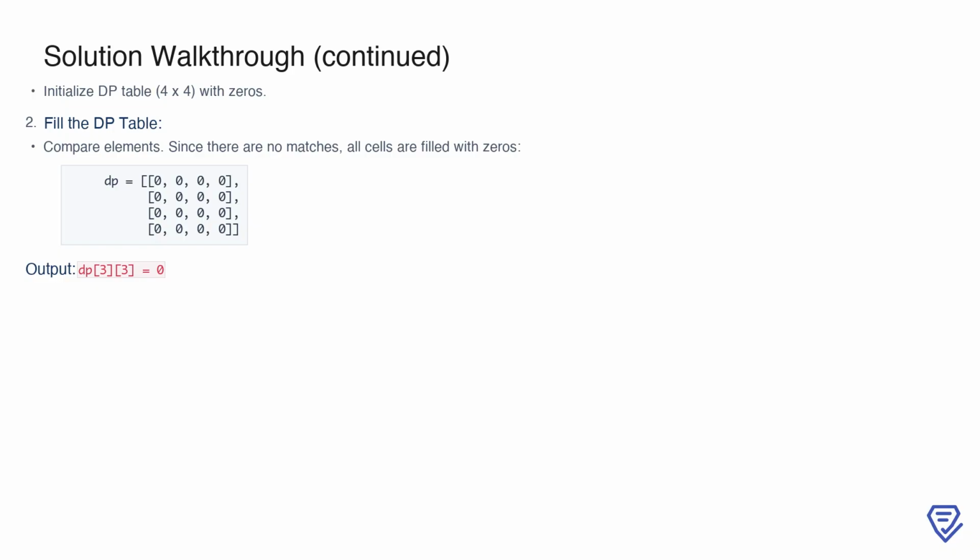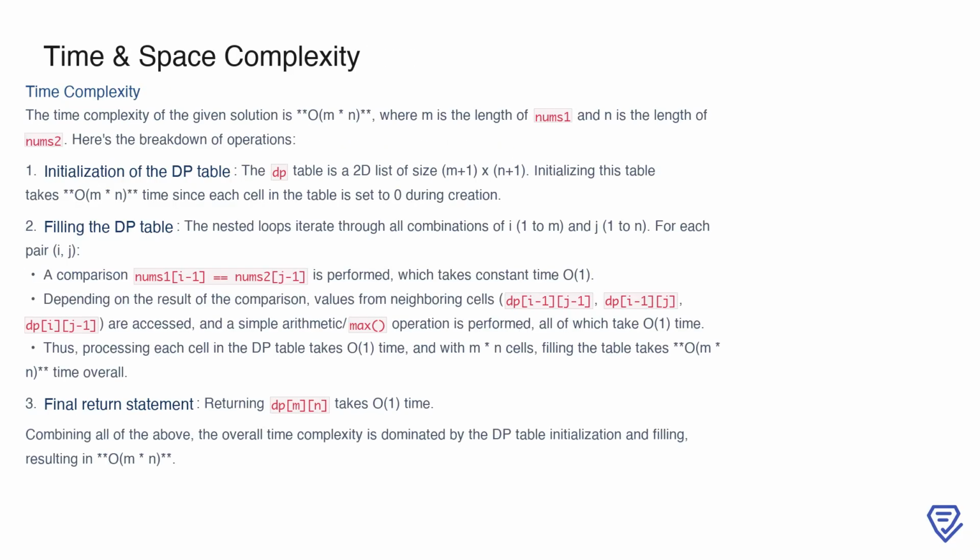This concludes the step-by-step execution for all three cases, showing how the dynamic programming approach adapts based on the input arrays to compute the maximum number of uncrossed lines. The time complexity of our dynamic programming solution is O(m*n), where m is the length of nums1 and n is the length of nums2. Let's break this down step by step.